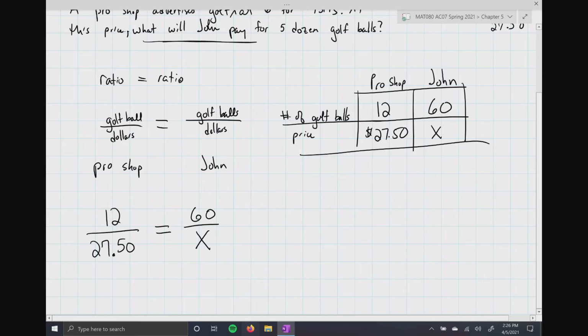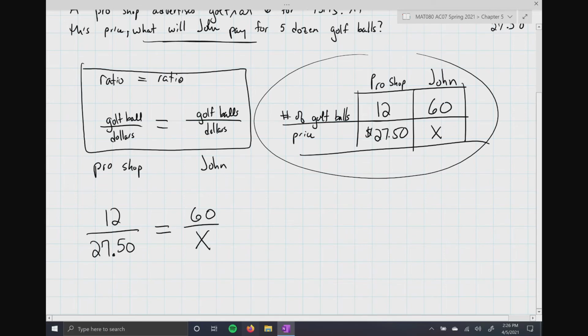So I kind of showed you two different ways. You can go directly into the proportion, but the key to that is making sure that you do the units first. Or you can always create a little table. But once again, you just got to organize it. So let's go ahead and solve this problem.